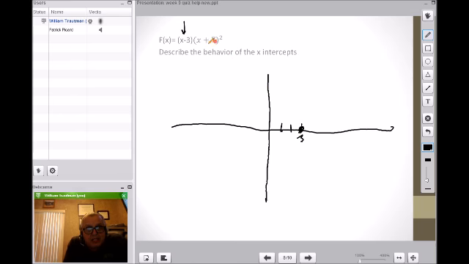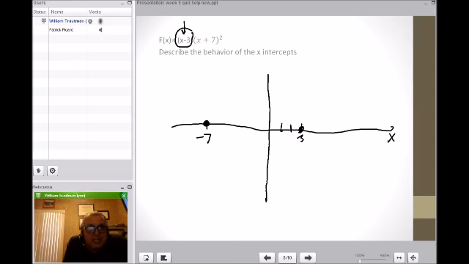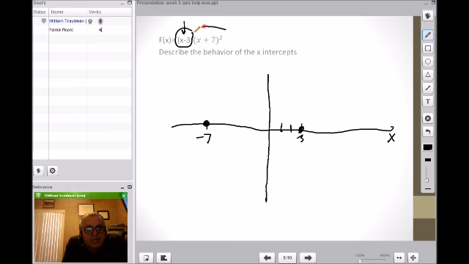And x plus 7 means we go all the way to minus 7, and that's a solution also. A solution is a dot on the x-axis where the graph crosses the x-axis or touches the x-axis. Do you see how the x minus 3 does not have a power, but the x plus 7 has a power of 2? It's important that we look at this.